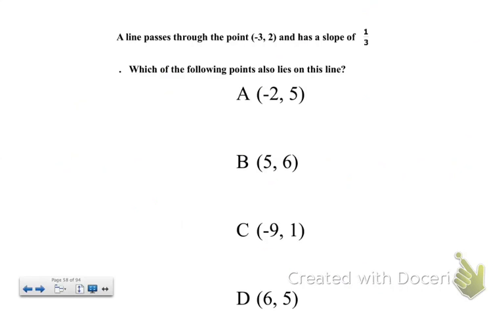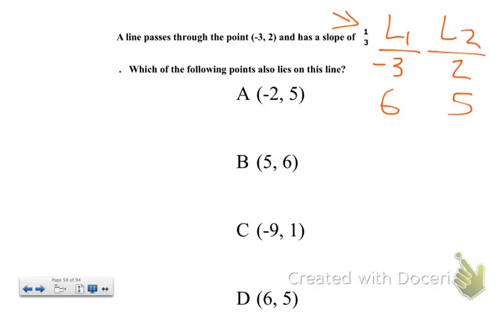Okay, a line passes through the point -3, 2 and has a slope of 1/3. Which of the following points also lies on the line? Now, if you're someone who really likes to use a calculator, one thing you can do is go through and try the different combinations to see which gives you a slope of 1/3. So you could type in -3, 2, and then just keep changing it out. Try -2, 5, try 5, 6, try -9, 1. And then when you try 6, 5, that's the only one that gives you a slope of 1/3.